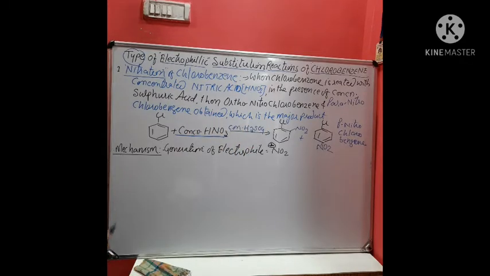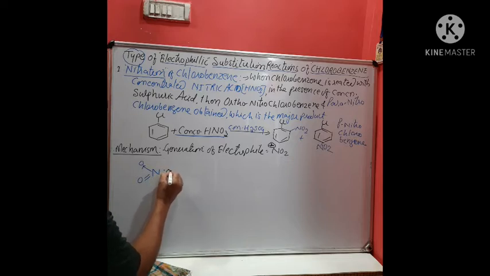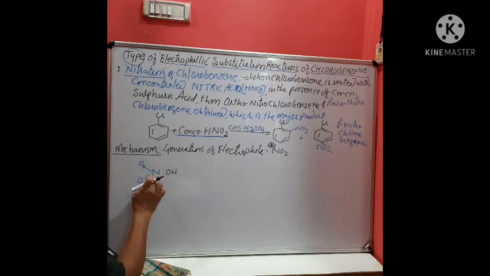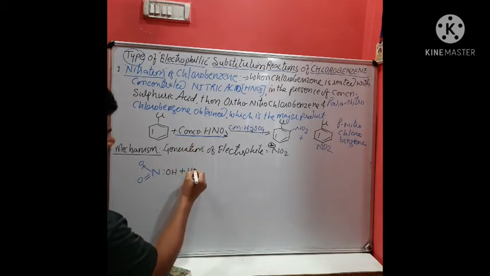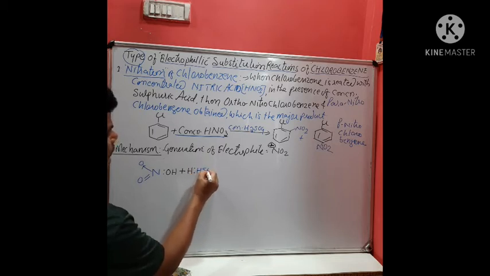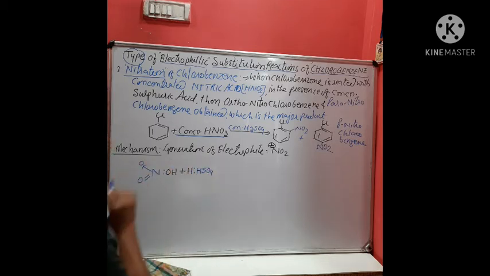So how to write this one? Very first write the structure of concentrated nitric acid. What is its structure? This is N double bond O, and there is a bond between N and O. In this way you have to write nitric acid, HNO3, plus now H2SO4. So how to write H2SO4? This is H, and now HSO4, that is H2SO4 is written in this form.